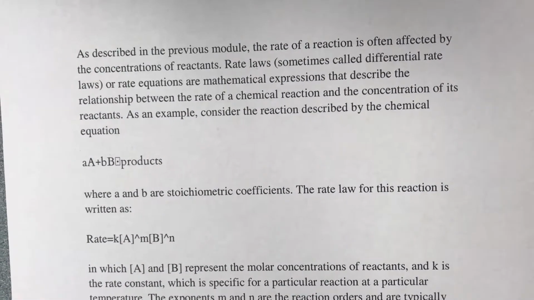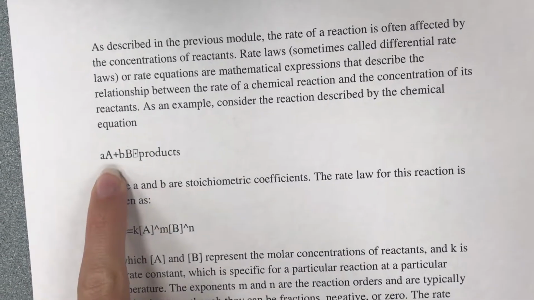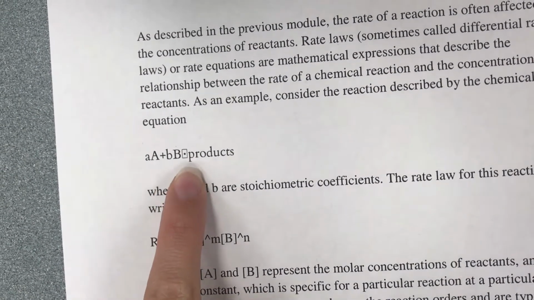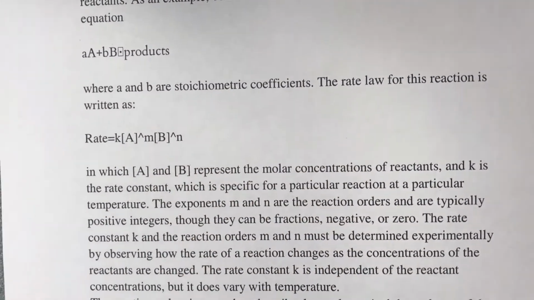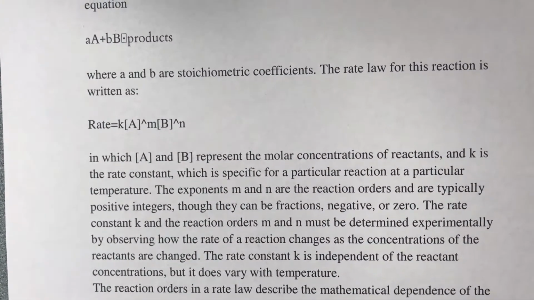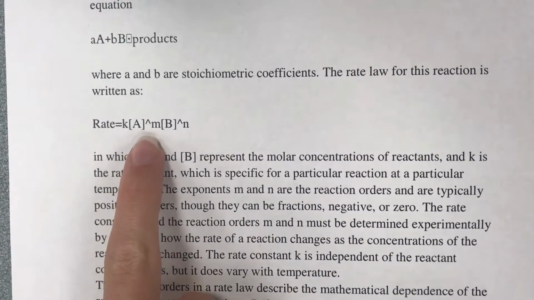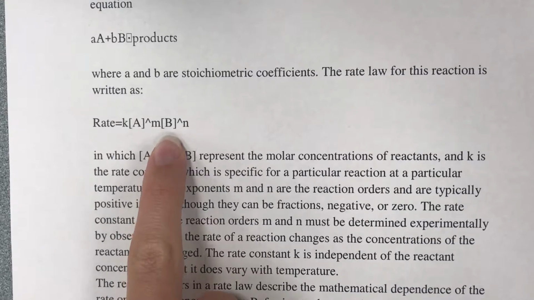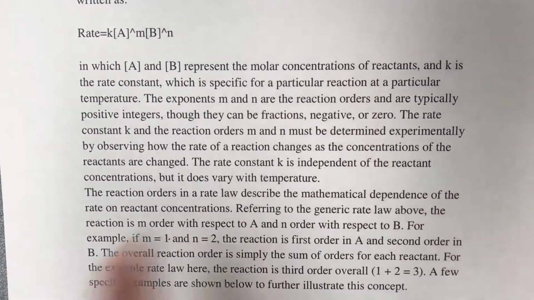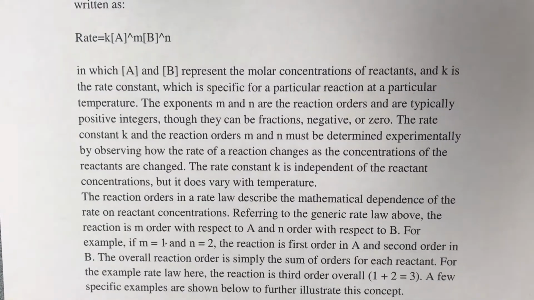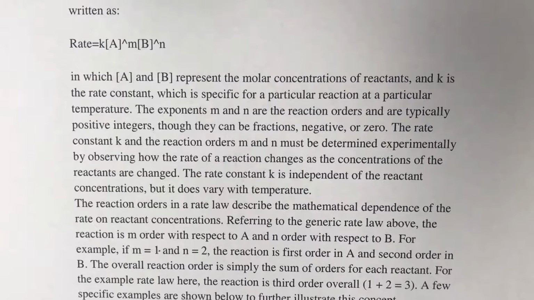As an example, consider the reaction described by the chemical equation aA + bB → products, where a and b are stoichiometric coefficients. The rate law for this reaction is written as rate = k[A]^m[B]^n, in which [A] and [B] represent molar concentrations of reactants, and k is the rate constant, which is specific for a particular reaction at a particular temperature.